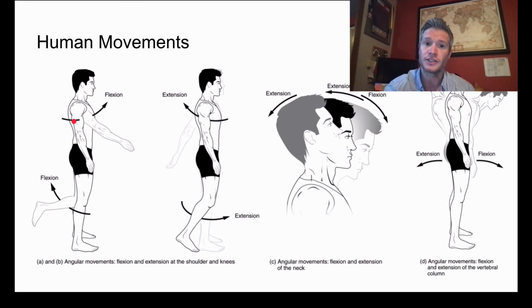Forward flexion or flexion of the arm is up and forward. And then we have the opposing motion, which is called extension. So the arm comes back, or if the shin is back at the knee, we have extension of the leg coming forward, okay? Very similar with the head. We can have extension and flexion, and we can have flexion and extension at the hips. Our whole body comes forward, our whole body goes back.